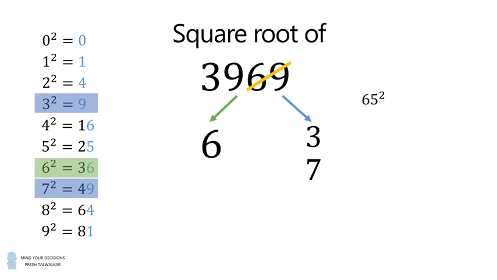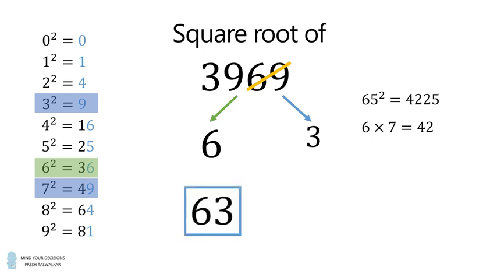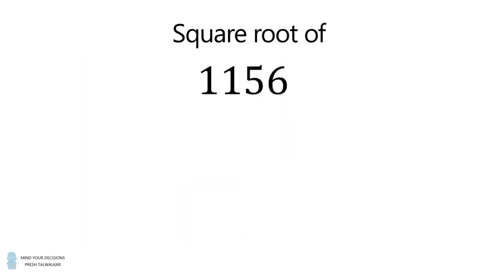So we take 6 and multiply it by 1 more than itself to get 42. Now notice, if we have 4225, that'll be larger than 3969. So 65 squared is too large. So it must instead be equal to 63 squared. Thus we know the square root of 3969 is equal to 63. Wow. Let's now calculate the square root of 1156.